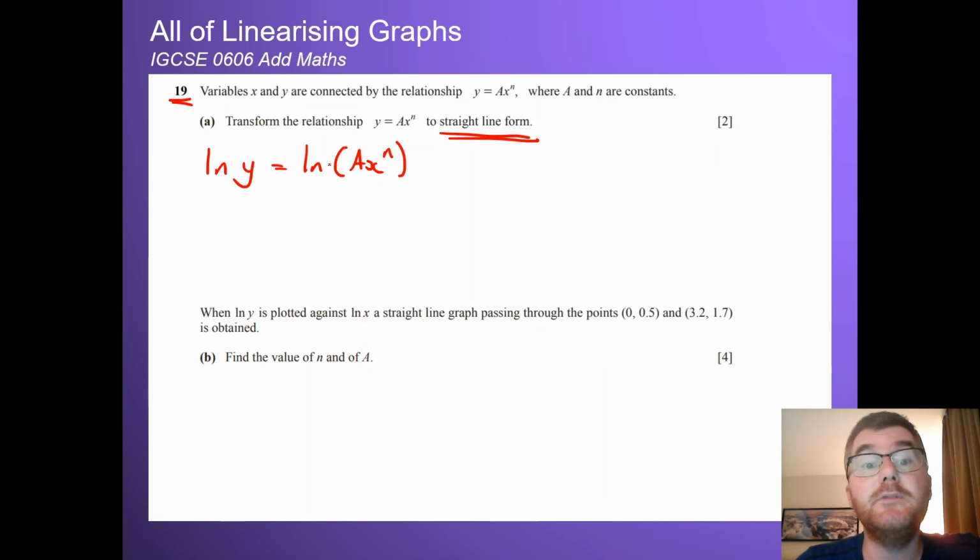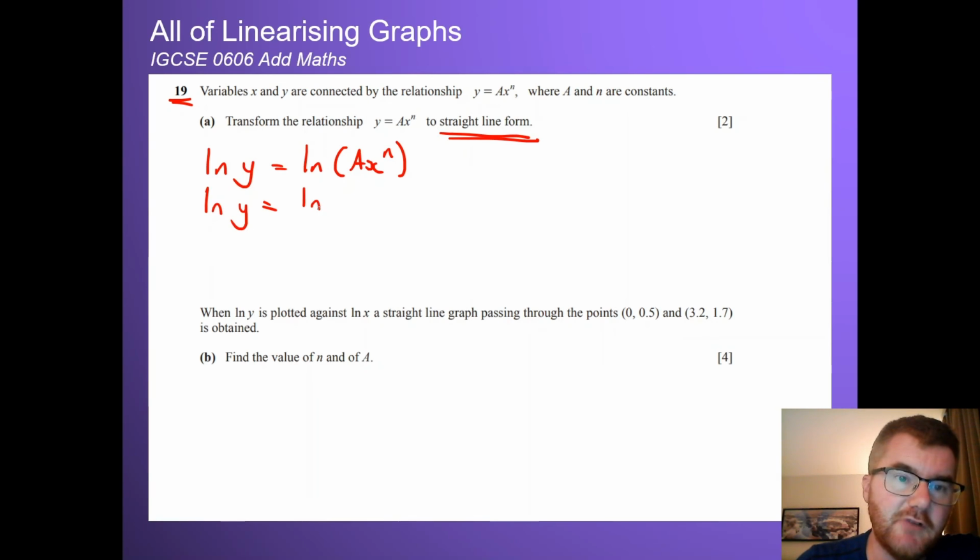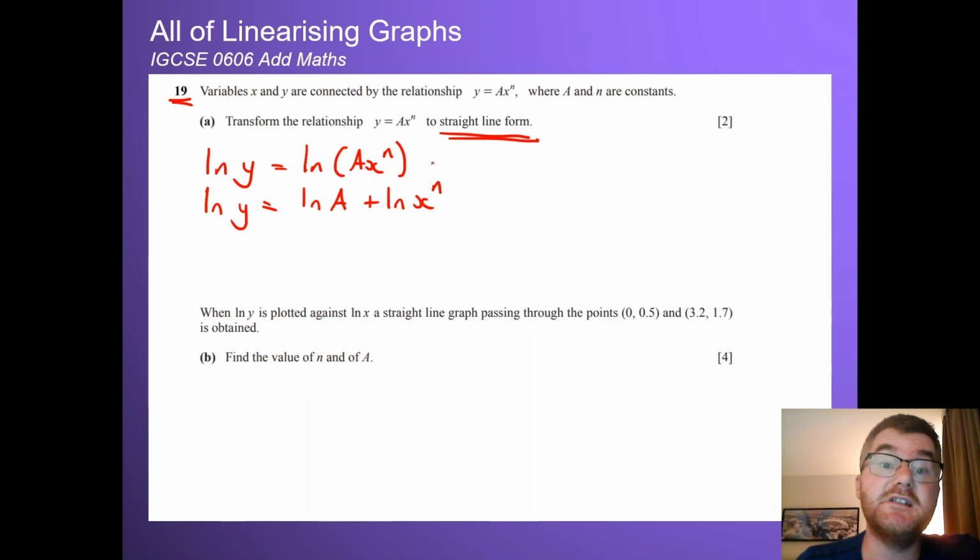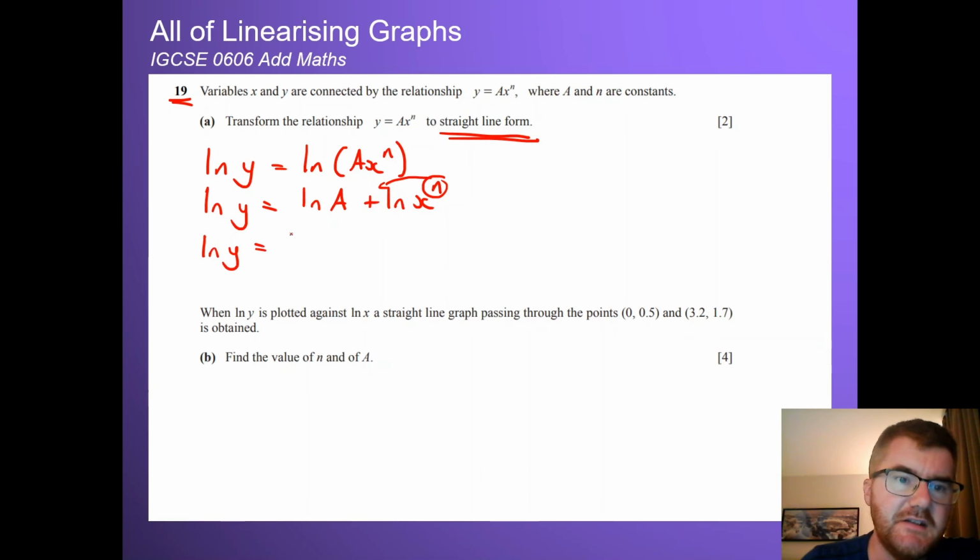Now remember, if we're multiplying with logs, we can then add them separately. So what I mean by this is we can write this as the natural log of a plus the natural log of x to the power of n. Again, the benefit of working with logs. And remember, if we've got a power with a log, we can bring it to the front. So we get the natural log of y is equal to the natural log of a plus n natural log of x.